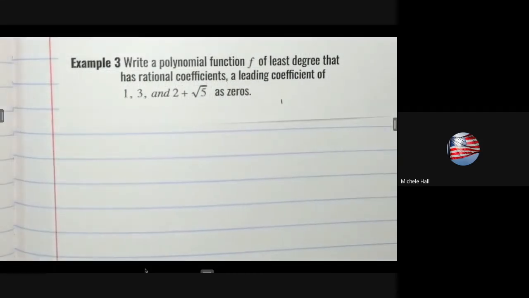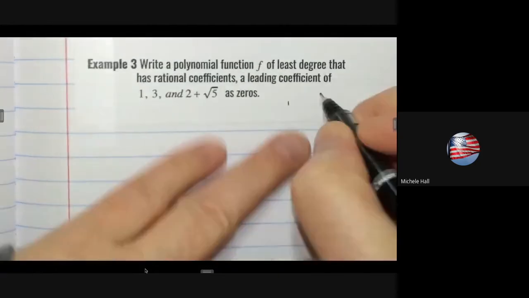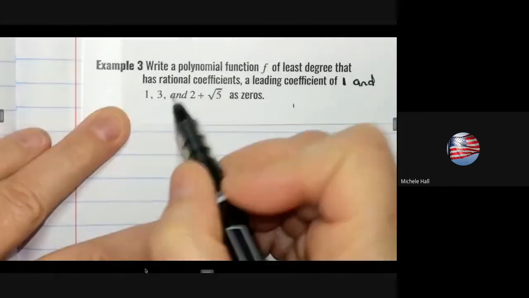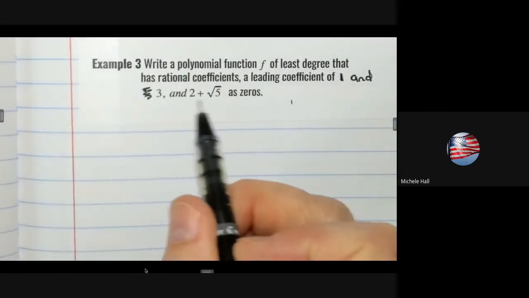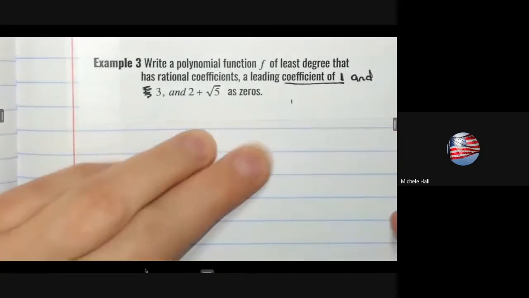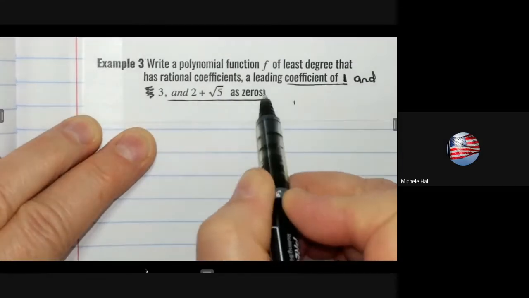Write a polynomial function f of least degree that has rational coefficients and a leading coefficient of 1. All right, this is not typed correctly. So it has a leading coefficient of 1, and 3 and 2 plus the square root of 5 as zeros. So we have a leading coefficient of 1, and we have 3 and 2 plus the square root of 5 as zeros.